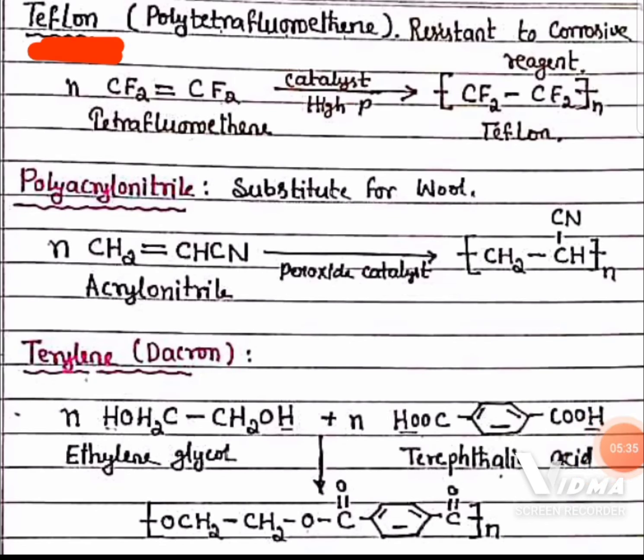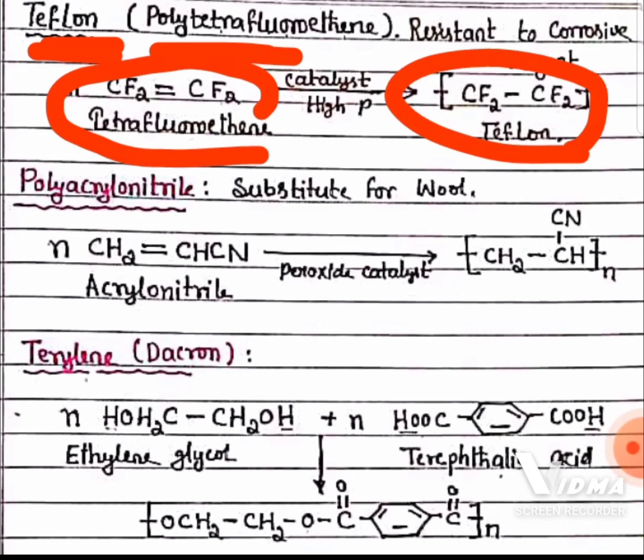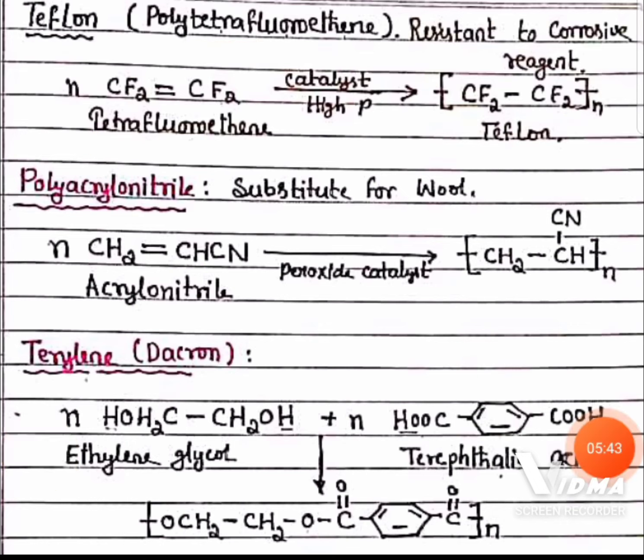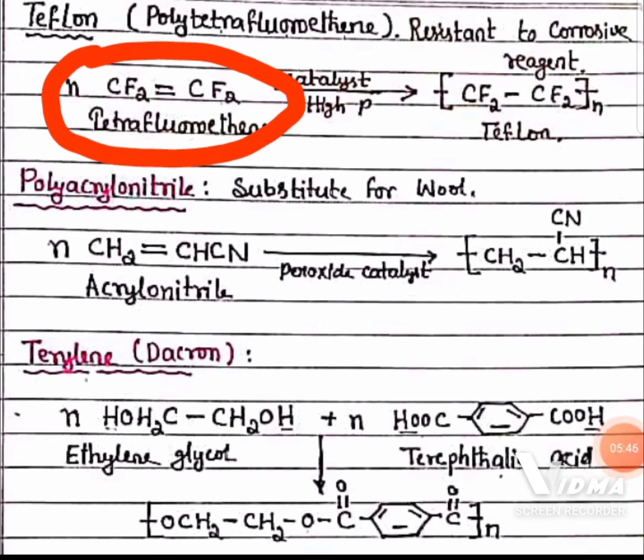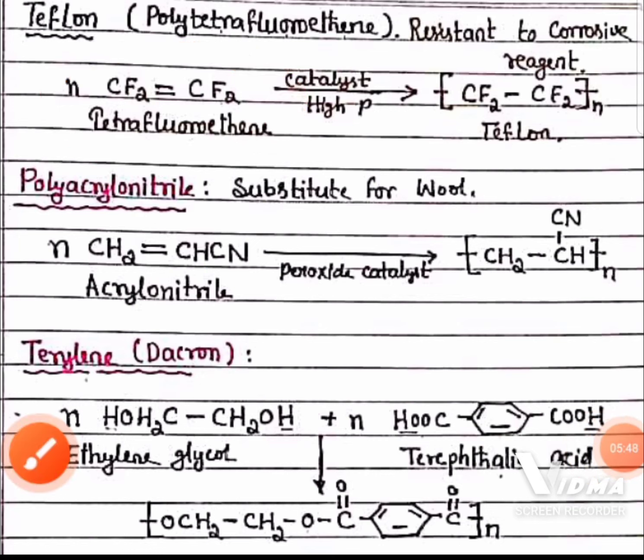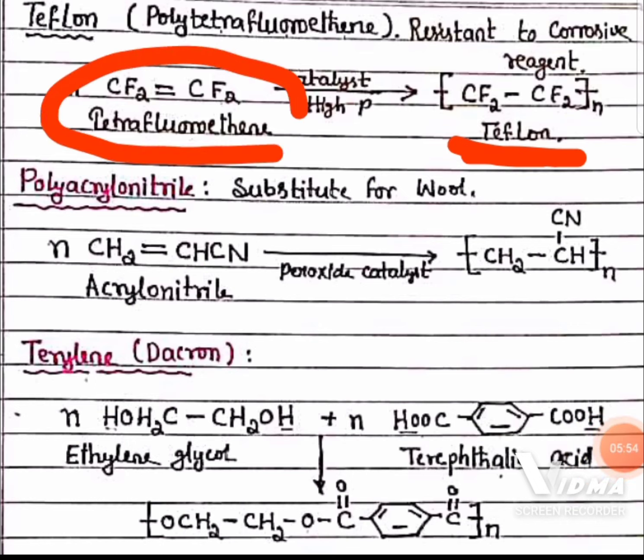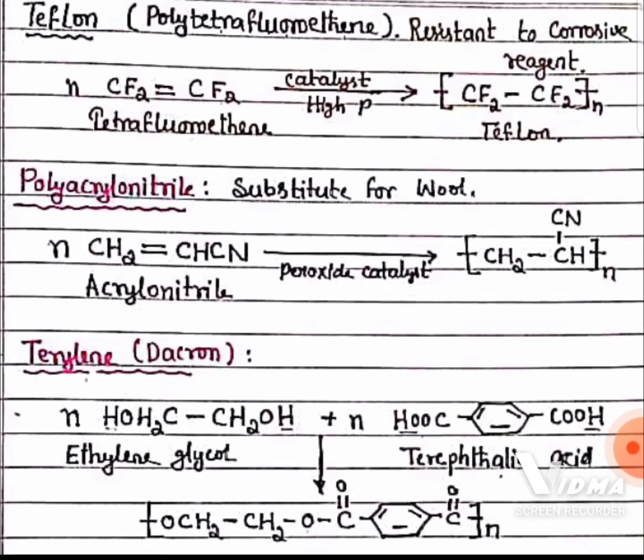Teflon is chemically called polytetrafluoroethene. It is prepared from a monomer called tetrafluoroethene. So this Teflon, a polytetrafluoroethene formed by the repeated addition of tetrafluoroethene, is resistant to corrosive reagents.